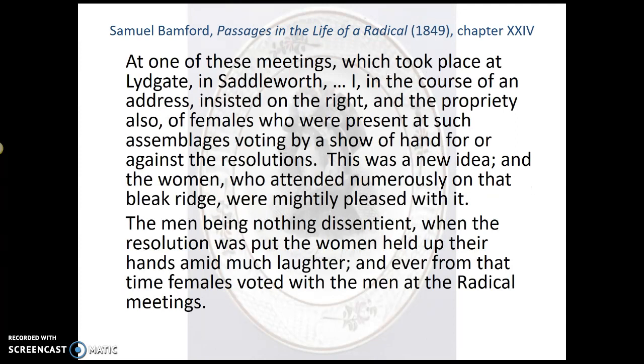So if you read Samuel Bamford's passage in The Life of the Radical, if you've read about Peterloo, you'll see the changing ideas about women's role within the reform movement. He describes these meetings where the women start to vote within the reform meetings, but again, the men are suspicious of this, or at least think it's a bit of a joke, so they laugh at the end when the women are voting. So it's an ambiguous attitude even among the reform movement to women's role.